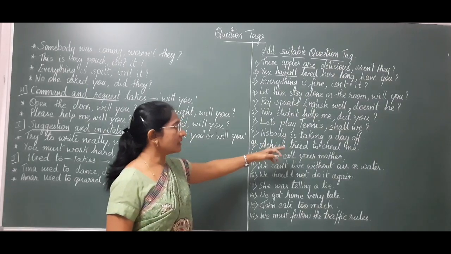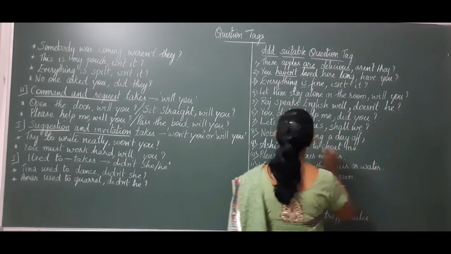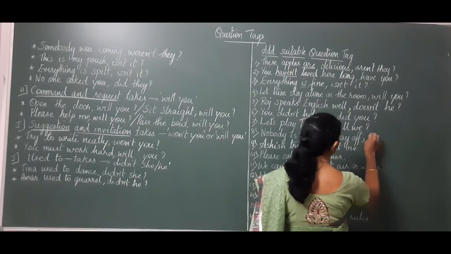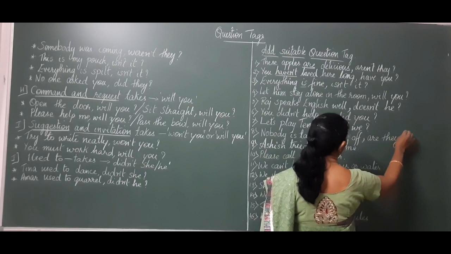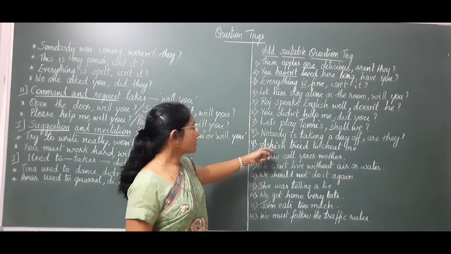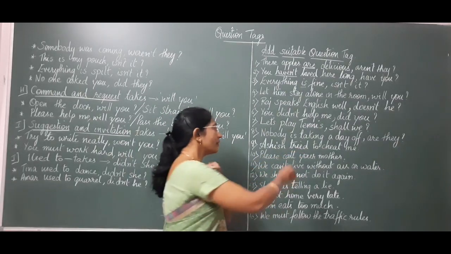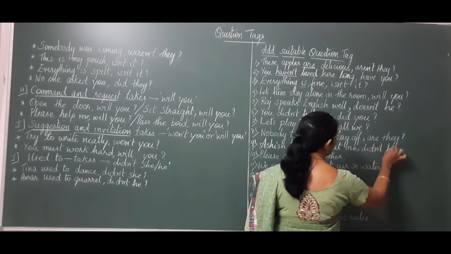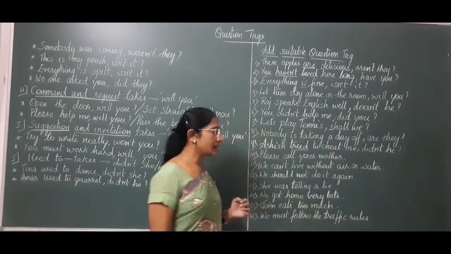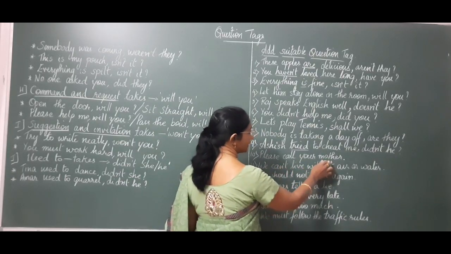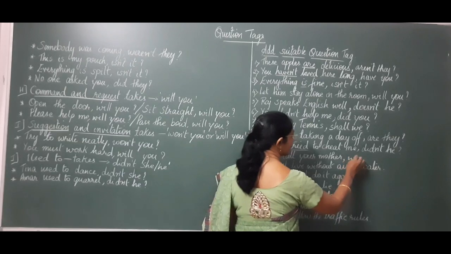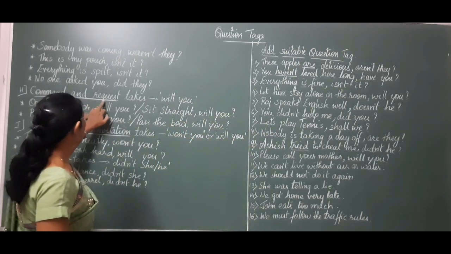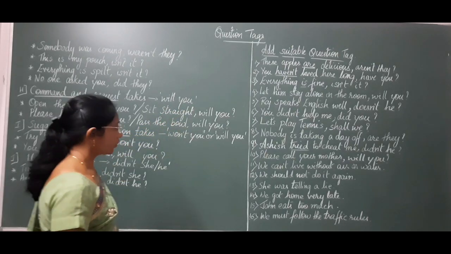Nobody is taking a day off. Nobody is a negative form, so in a positive form you take the tag: are they? Arshad tried to cheat me. The main verb is tried, so you take the do form: didn't he is the tag. Please call your mother is a request, and it takes will you in the question tag. As we have seen here, in a request it takes the tag will you.